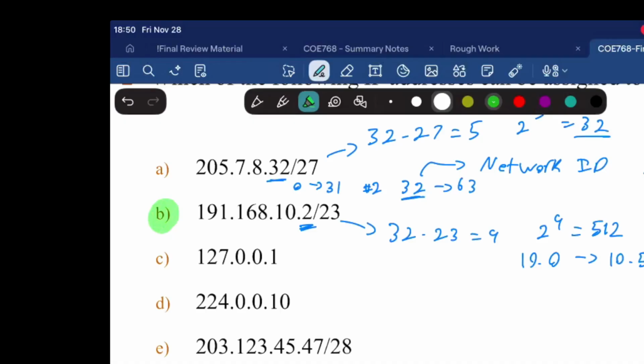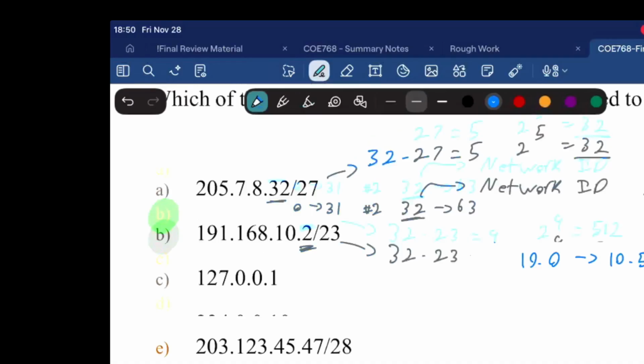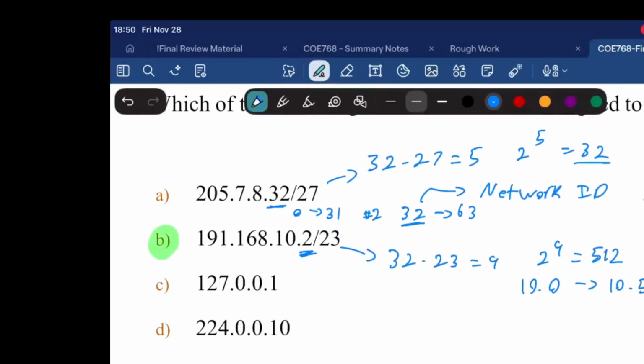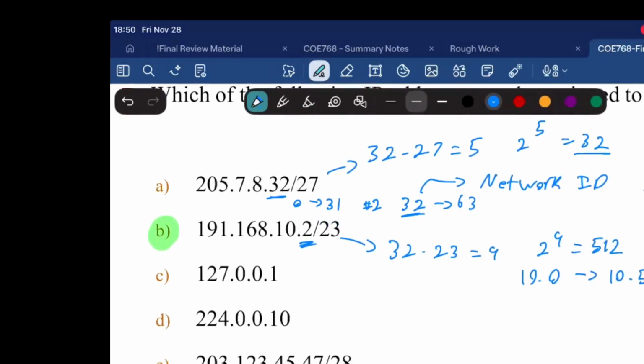So this would be our answer for this question. But just to prove why the rest of them are not, so you have an idea, as I said in one of the earlier slides, this is the loopback address, and therefore it cannot be assigned to a host by a network itself.